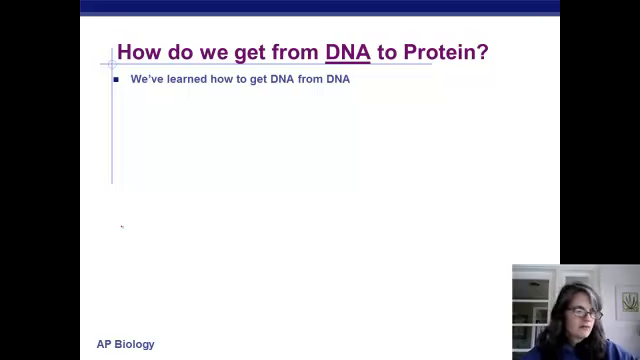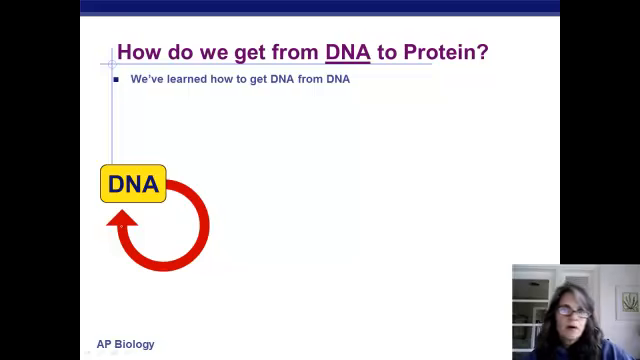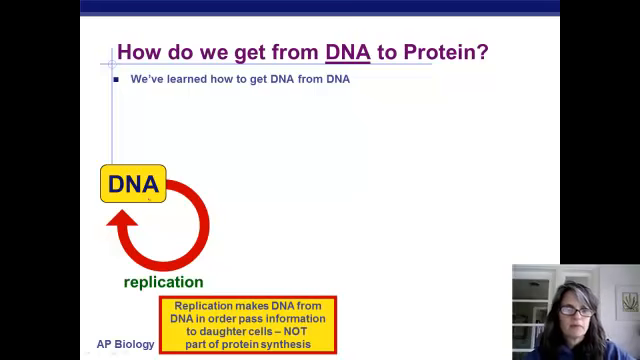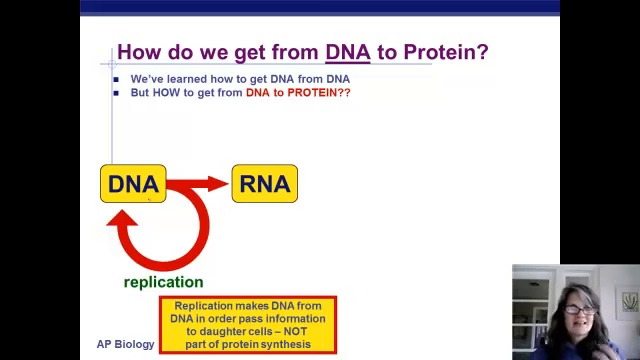So, how do we get from a DNA molecule to a protein molecule? We already know how we get from DNA to DNA. We replicate it, and we've talked at length about how replication works, but replication is really not part of protein synthesis. You're just making DNA so that you can give DNA to your children, or if you're a skin cell, to your offspring skin cells. But what we want to talk about is how does DNA give the instructions for making this flesh and bone and blood that is us?